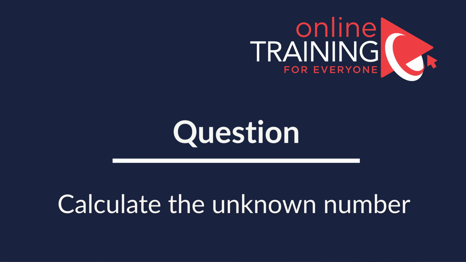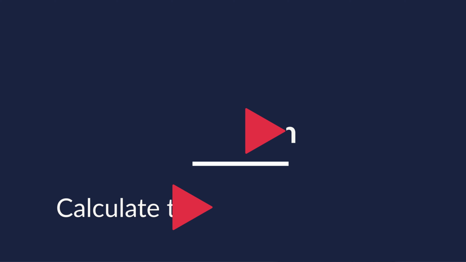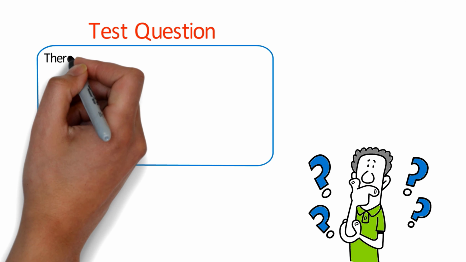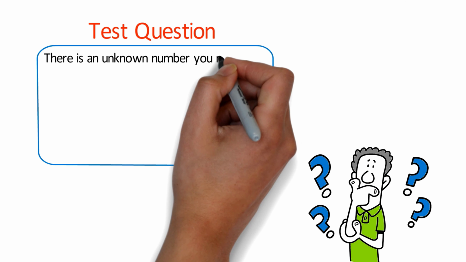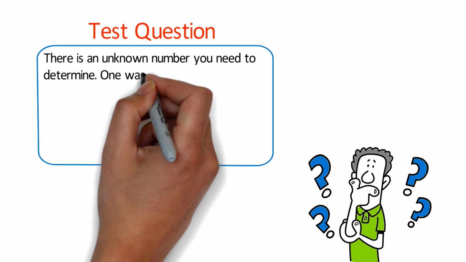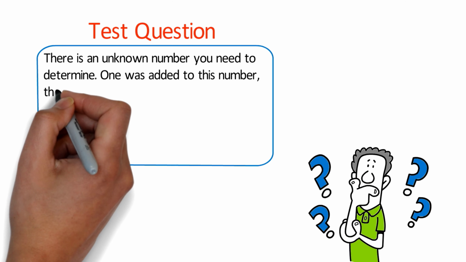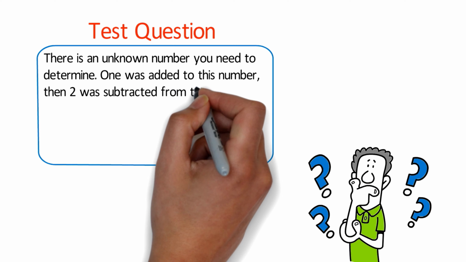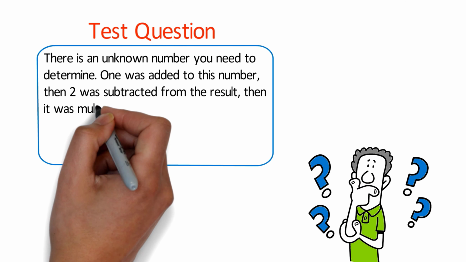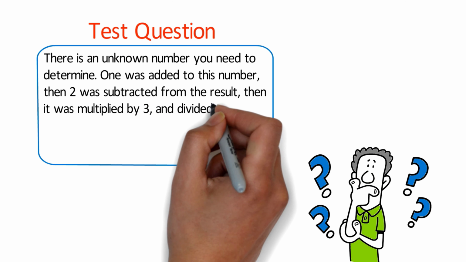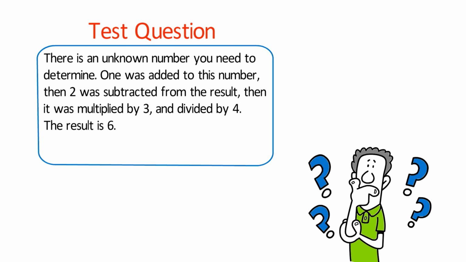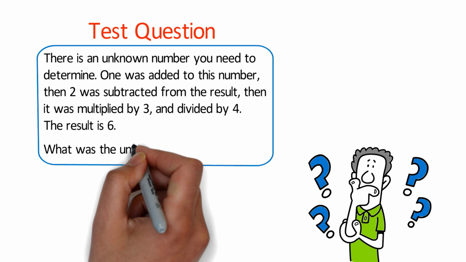Here's a cool simple question, which is frequently used to test mental math capabilities. There is an unknown number you need to determine. 1 was added to this number, then 2 was subtracted from the result, and then it was multiplied by 3 and then divided by 4. The result is 6. What is the unknown number?